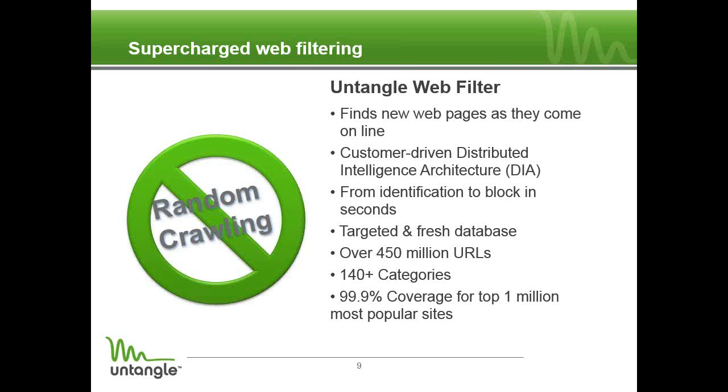I have actually experienced a time where I went to content that hadn't been categorized, but as I went from one page to the next, the website was actually blocked on the fly. So you can see that that is very dynamic in that regard as well. And then also it's a very fresh database. We've got over 450 million URLs, and that's across 141 categories. And we have 99.9% coverage for the top 1 million most popular websites out there. And so that's definitely a big plus.